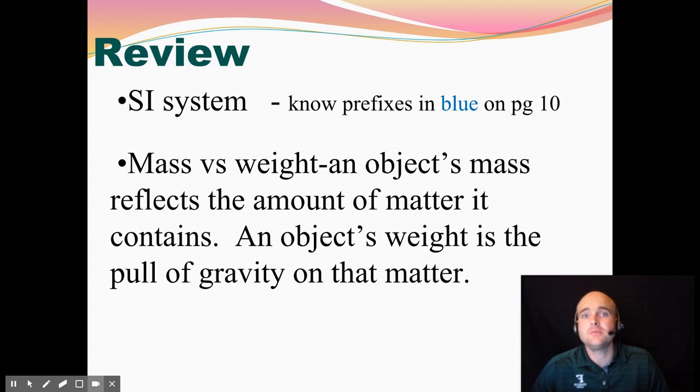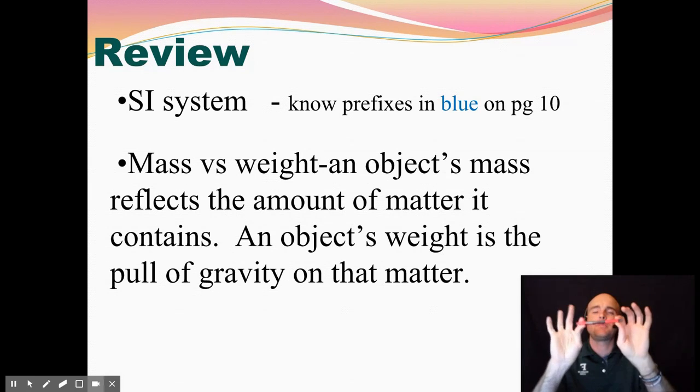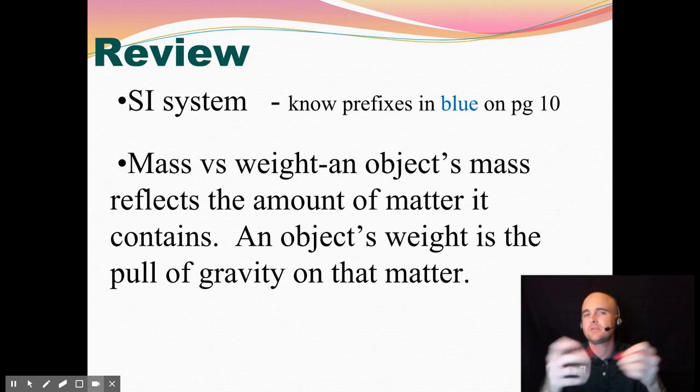Howdy, it's Mr. Russell, and we're going to continue Chapter 1 by reviewing the SI system. Know those prefixes in blue on page 10, and it's also important to know the difference between mass and weight. The mass is how much matter an object has, and the weight is the pull of gravity. We can usually interchange those, but we do need to know the difference.